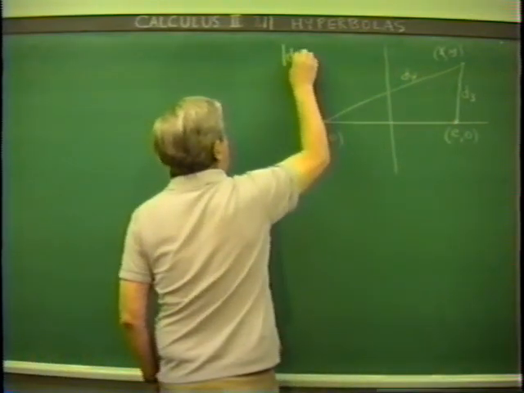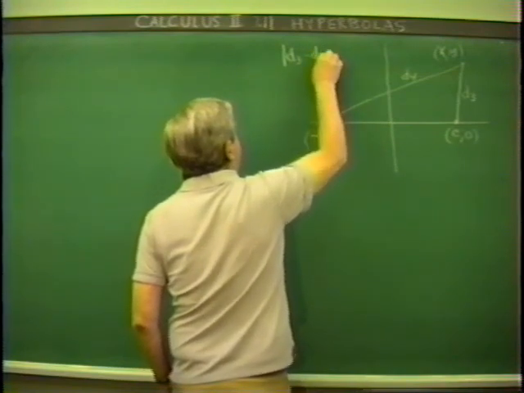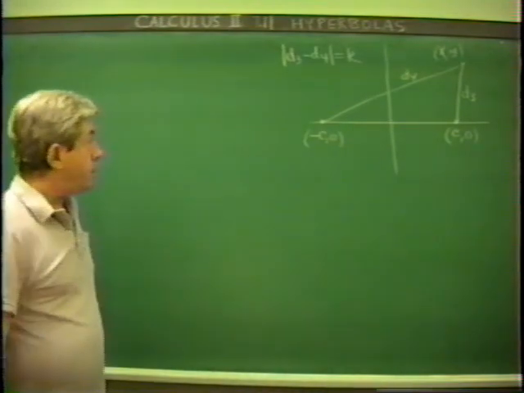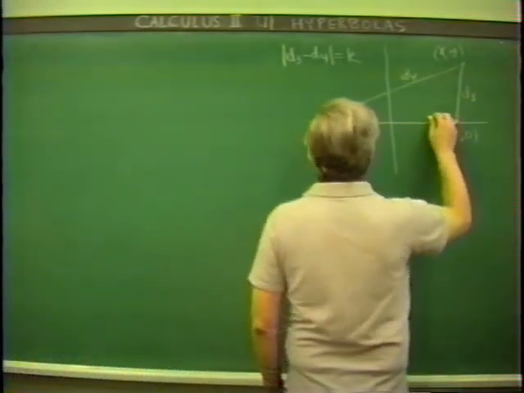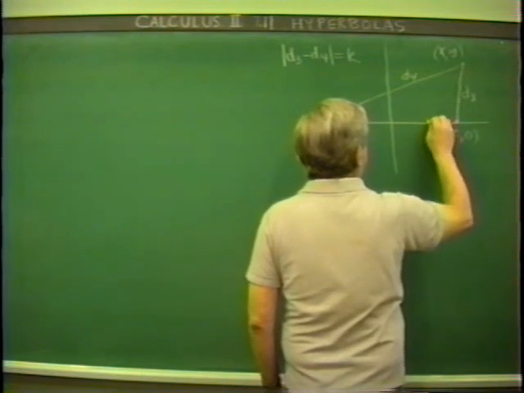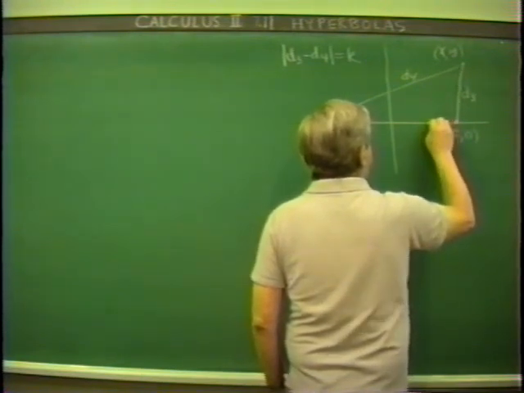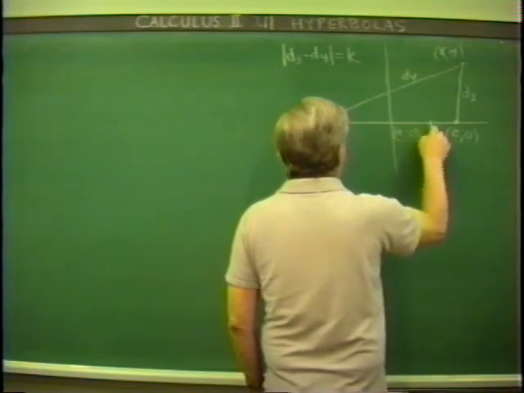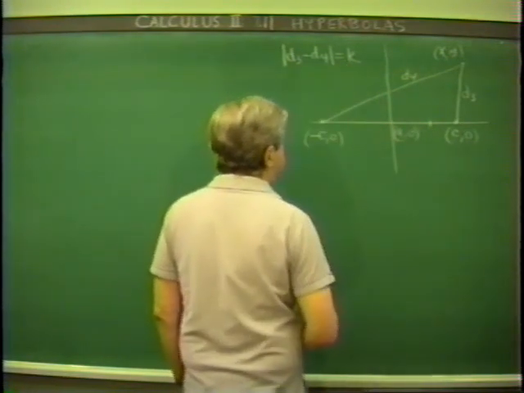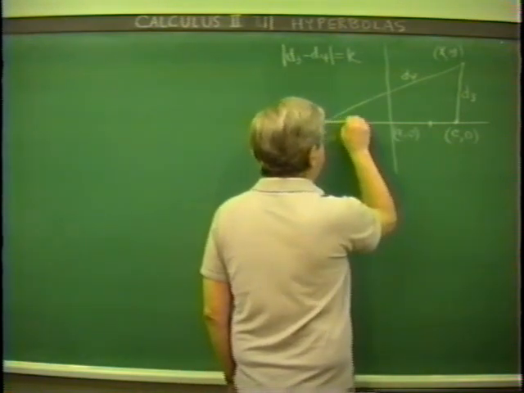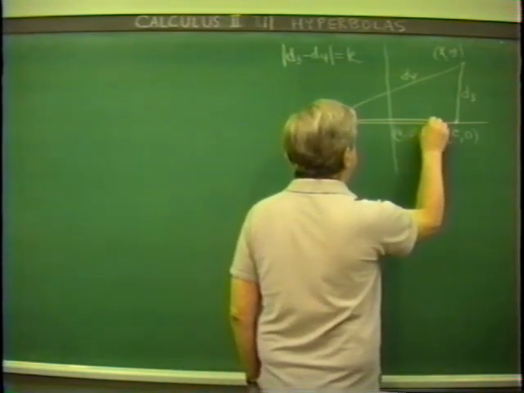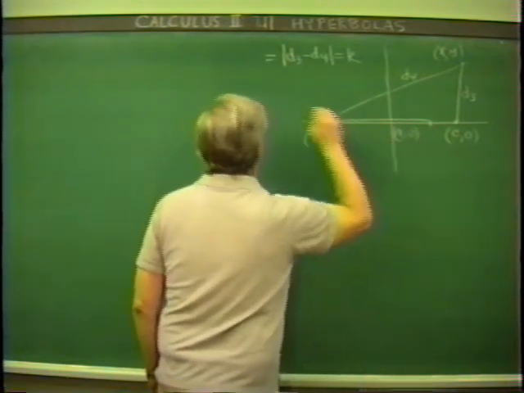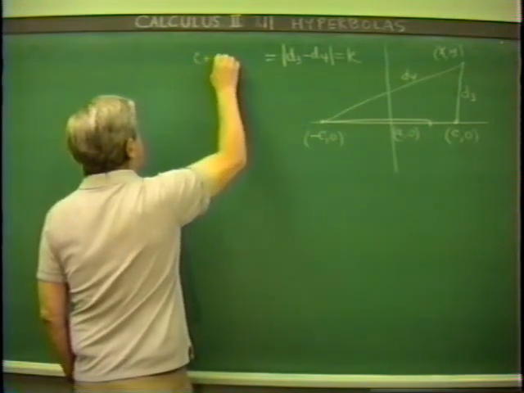So if this is D3 and this is D4, then what we want is the absolute value of D3 minus D4 is a fixed constant. Now, one of the points on here perhaps is going to look something like this. We're going to designate this point as the point A0, and we can find out what this constant has to be here. Namely, by the fact that this is the distance here, like so.